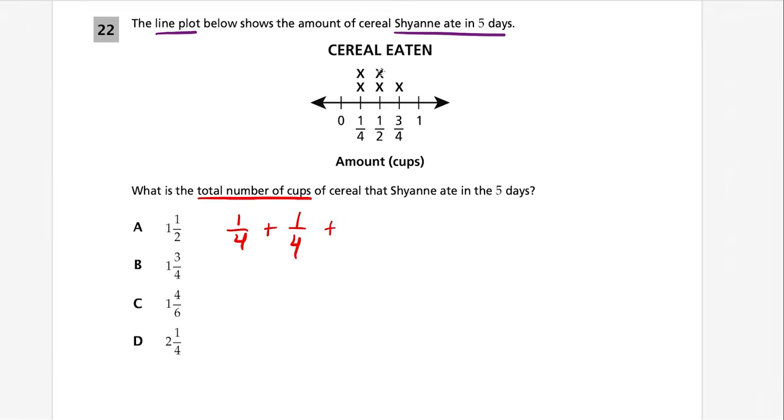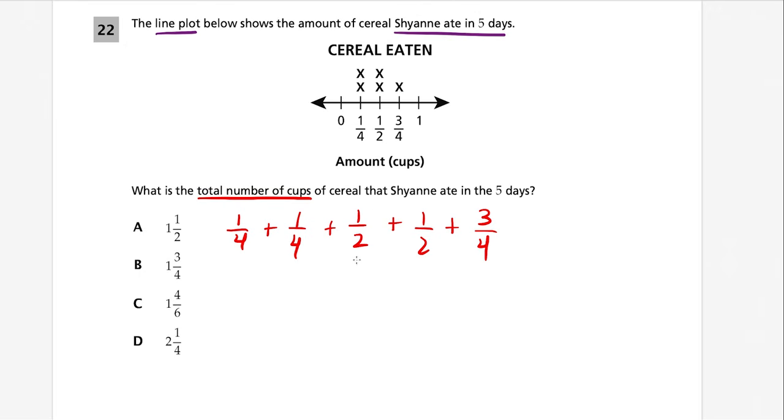And then on, let's say, the 3rd day, Cheyenne had 1/2. The 4th day, she had another 1/2 cup. And then on the 5th day, let's say she had 3/4. This is not necessarily the order in which she had it, but this is just to get the problem going here. So now we just have to add these 5 fractions together.